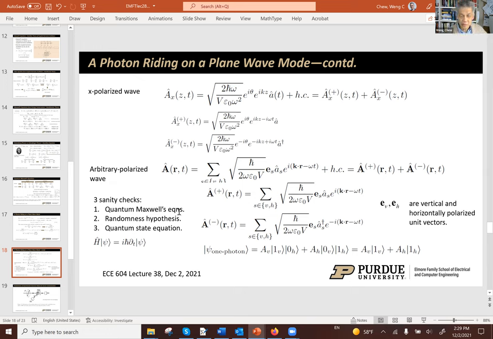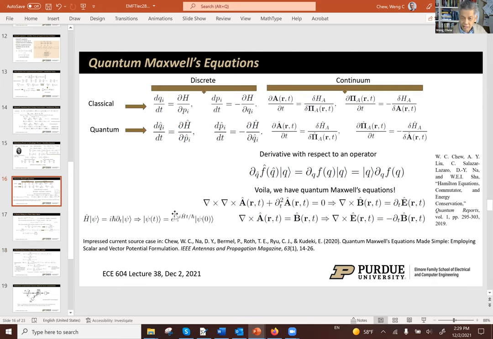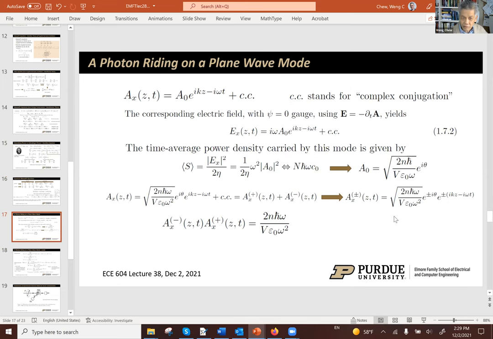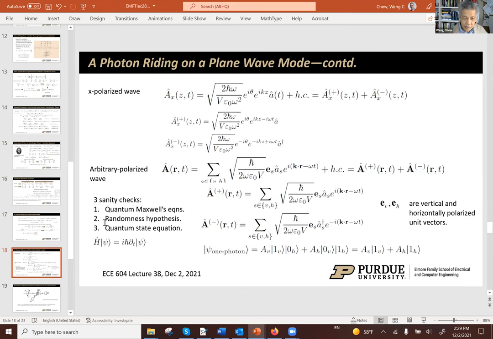Okay, you know what quantum Maxwell's equations are? They look very much like the classical Maxwell's equations, except for the fact that all the fields become operators. I think we had that a few slides back. All the fields become operators. That is what quantum Maxwell's equations are.